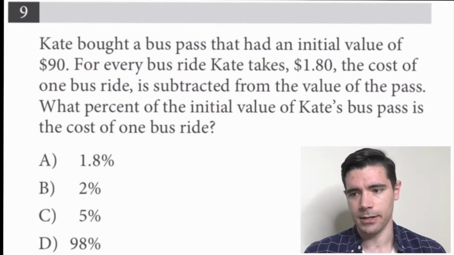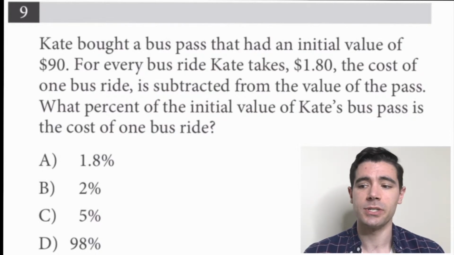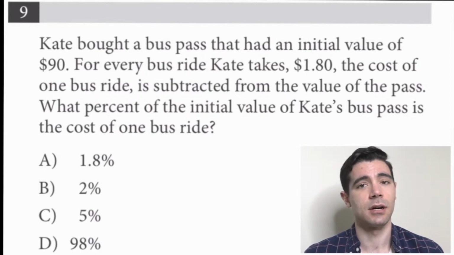It reads, Kate bought a bus pass that had an initial value of $90. For every bus ride Kate takes, $1.80, the cost of one bus ride, is subtracted from the value of the pass. What percent of the initial value of Kate's bus pass is the cost of one ride?